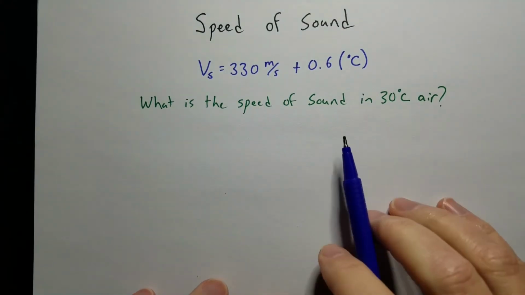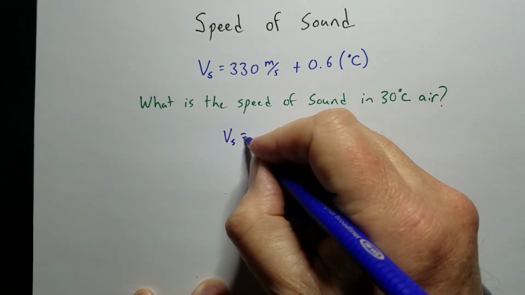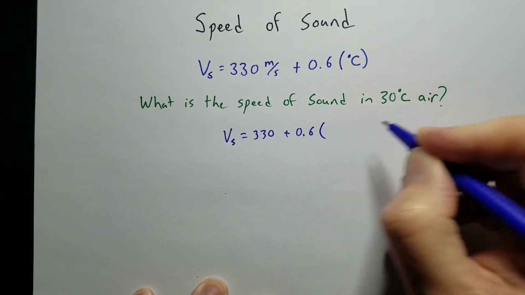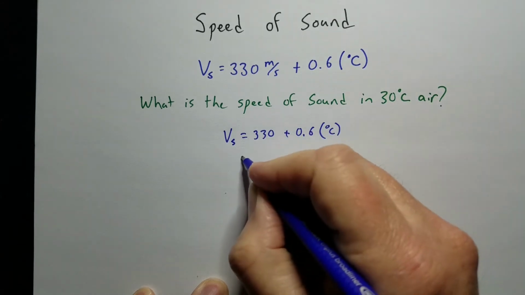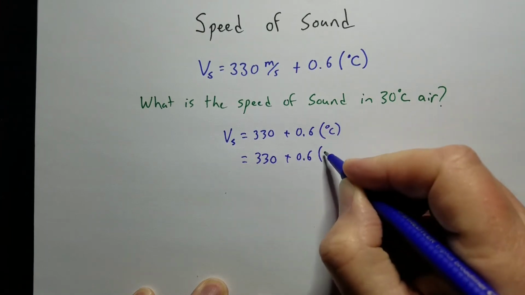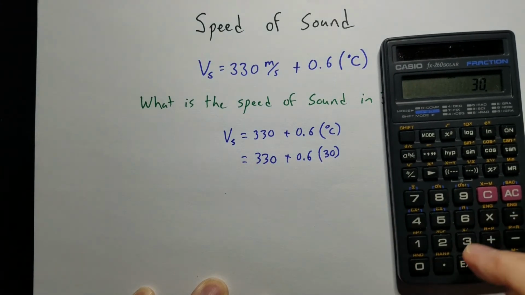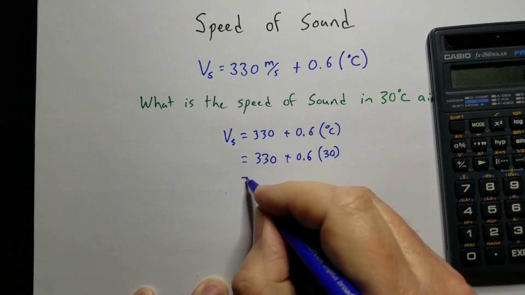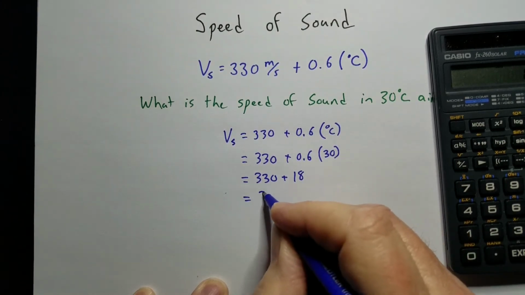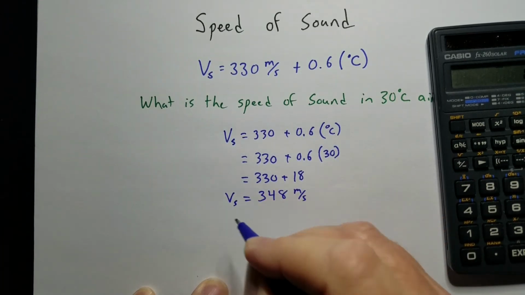So what's the speed of sound in 30 degrees Celsius air? Well, it's really easy. Velocity of sound will be 330 plus 0.6 times the degrees Celsius. And so in this case, it would be 330 plus 0.6 times 30 degrees. And so 30 times 0.6 gives us 18. And so the velocity of sound will be 348 meters per second at that temperature.